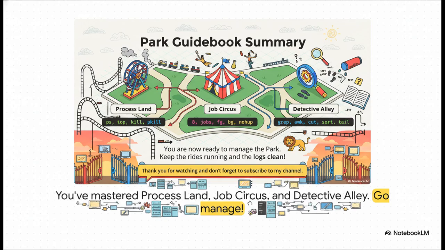And that's it. You've done it. You've toured the world of process land, you've managed the foreground and background acts in the job circus, and you've cracked cases in Detective Alley. That command line that seemed so mysterious before, it's not a mystery anymore. It's your park, it's yours to command. So the only question left is, what are you going to build first?